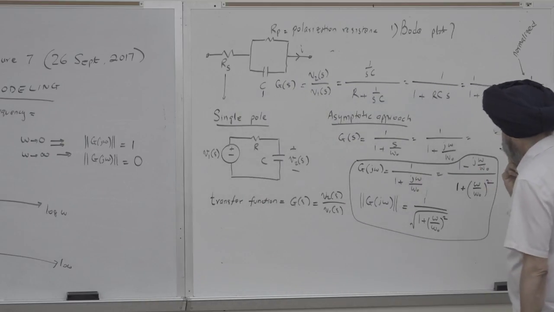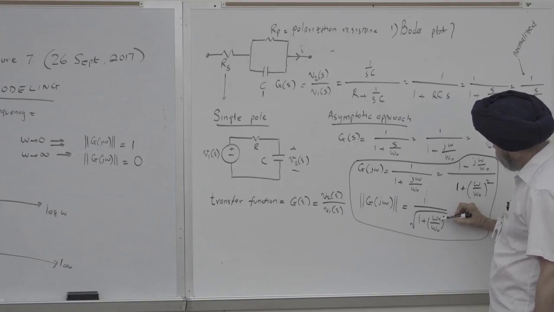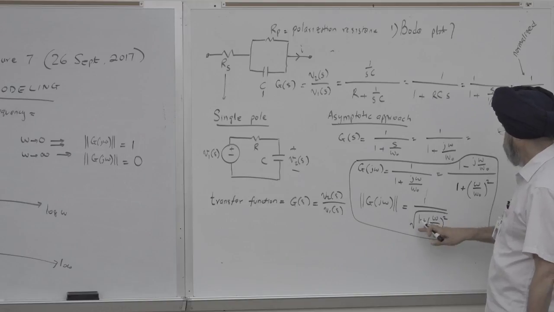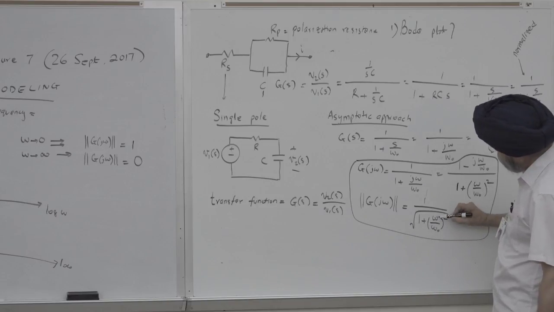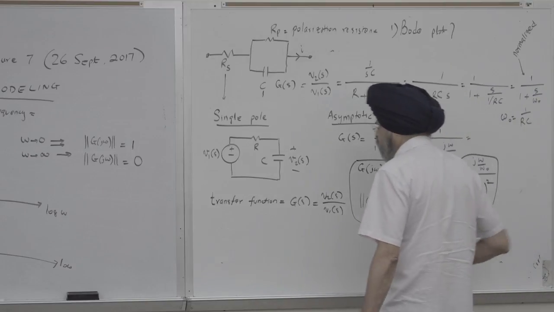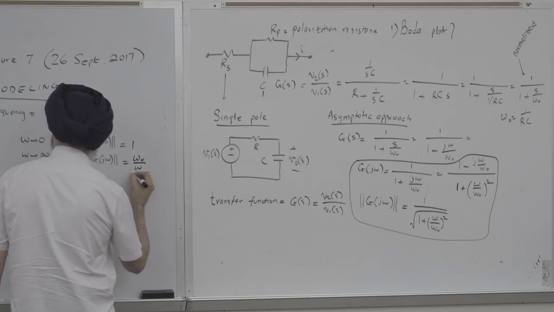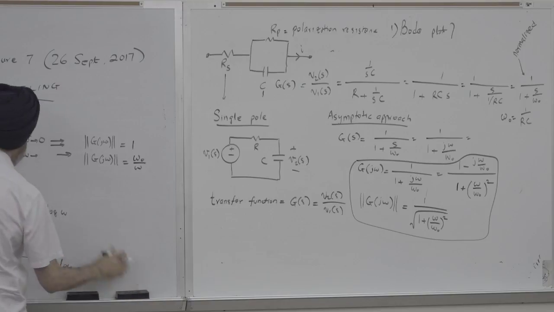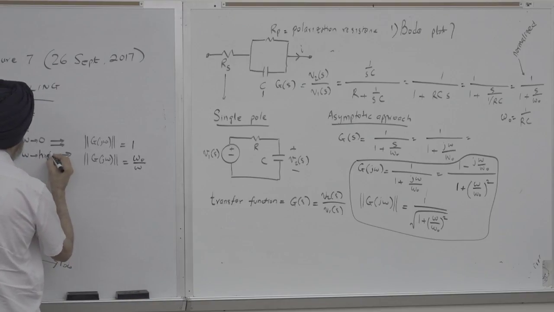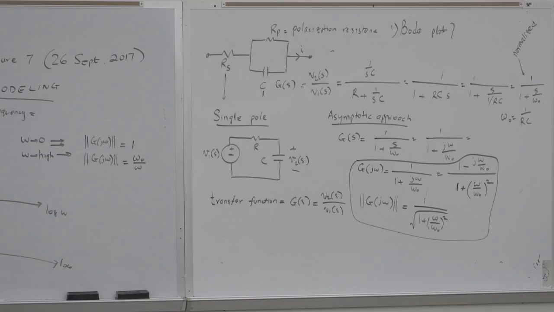Okay, so I made a mistake over here. When this term is very high, we can neglect the 1, right? So when omega is high, this term becomes high, so we neglect the 1. So this term becomes omega naught over omega. So it's not 0, it's omega naught over omega. Instead of saying infinity, I should say high. When omega is large, the transfer function becomes omega naught over omega. So now we need to plot this on the Bode plot.